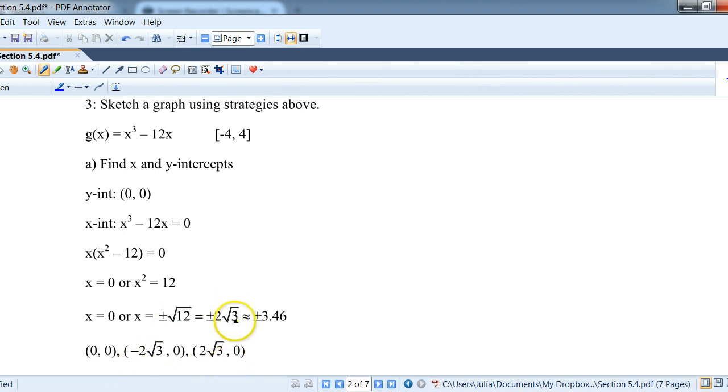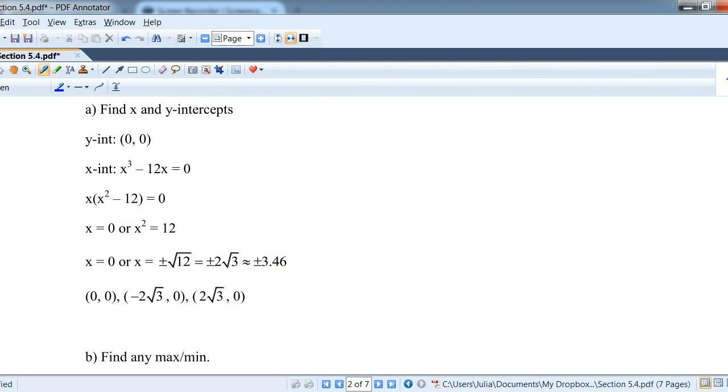But of course, you can also pull out 4, which becomes a 2 radical 3, and write it like this, just in case. You can do it either way. And also we may get it as a decimal. What is radical 12? About 3.46. So we can graph it a little bit more accurately a little bit later.